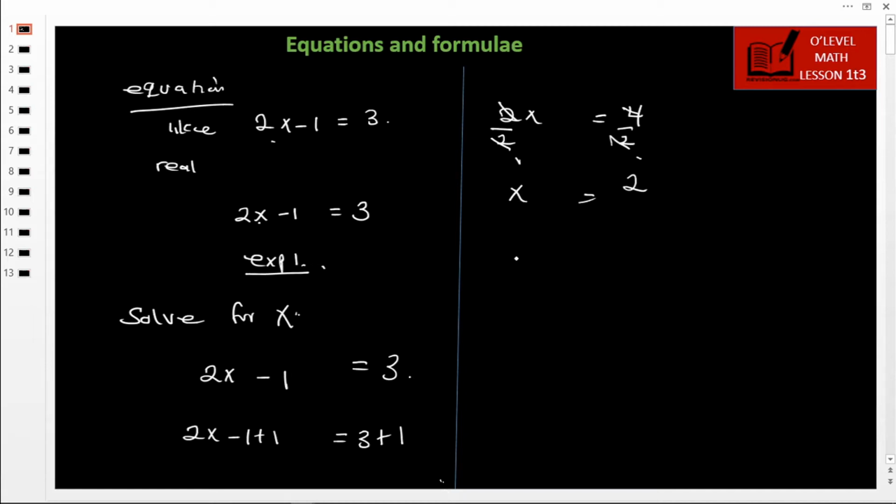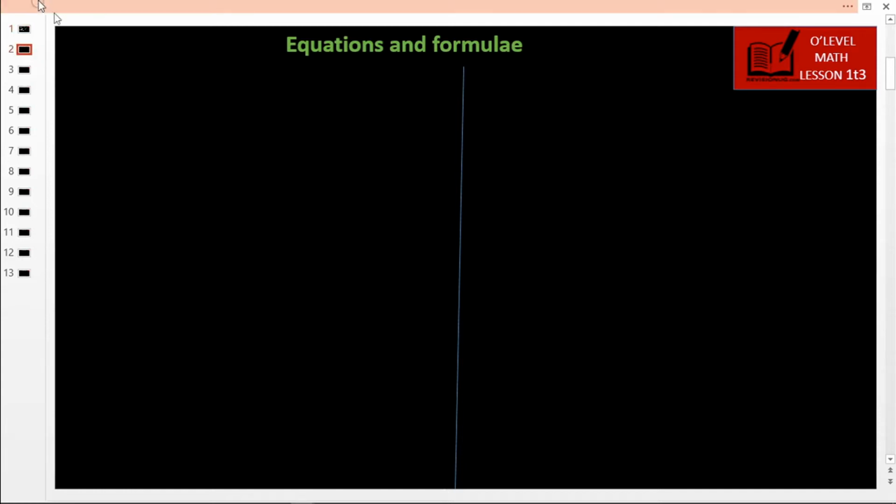Let us prove this. 2 times 2 minus 1 is equal to 3. What is this? It is 4 minus 1 is equal to 3. Therefore 3 is equal to 3. So this number has made the equation come true. Alright, let us get another example.